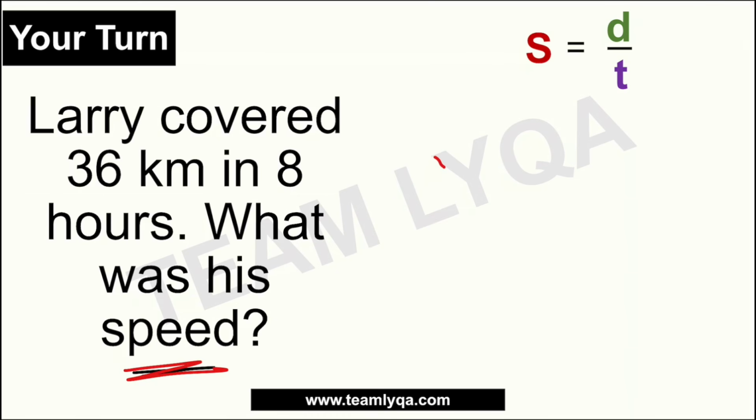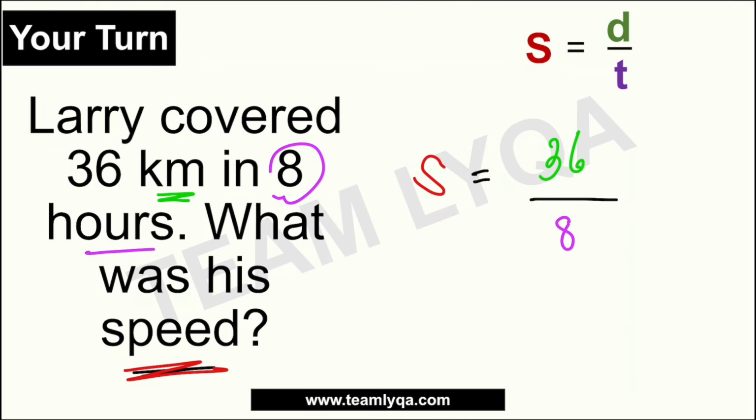So, yung S is equal to, tas yung distance, again, the unit would be kilometers, so 36 sa taas, over the time, which is 8 hours. So, over 8 siya. I-divide lang natin siya. So, S is equal to 36 divided by 8. Again, you can rewrite it dito sa gilid, 36 divided by 8 if you want.